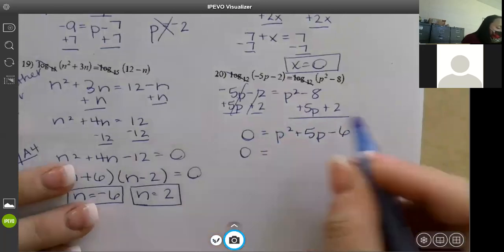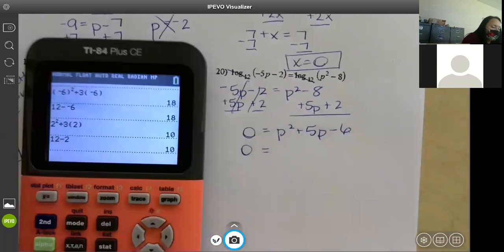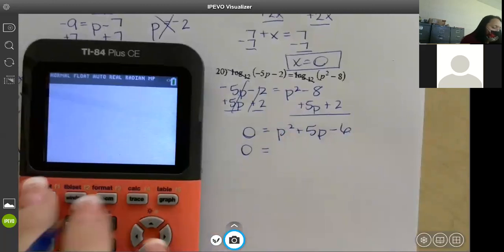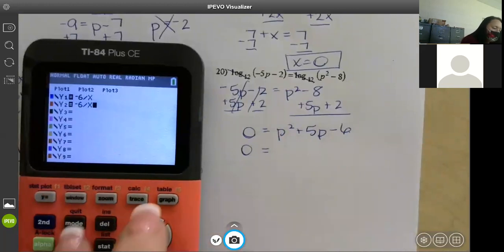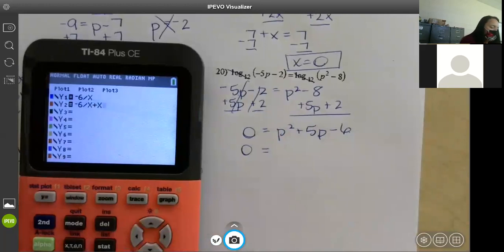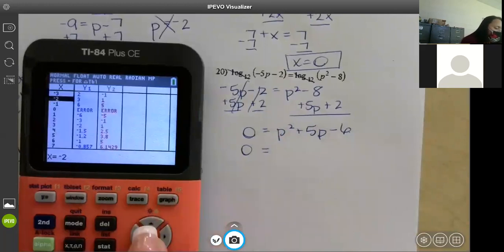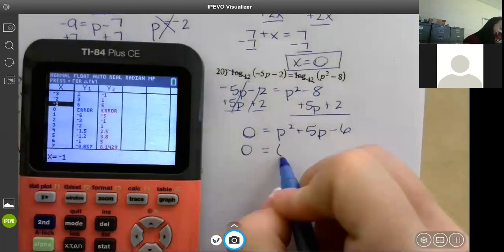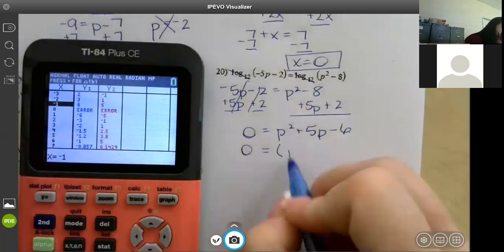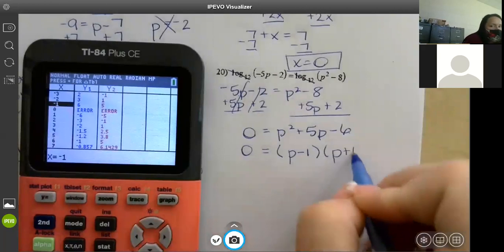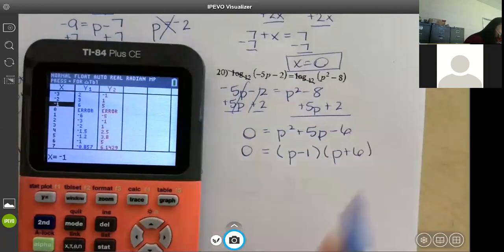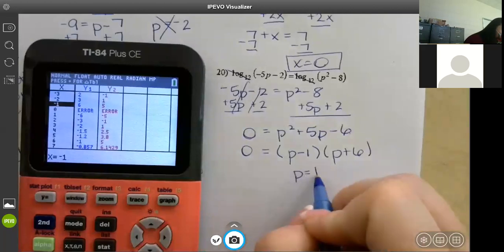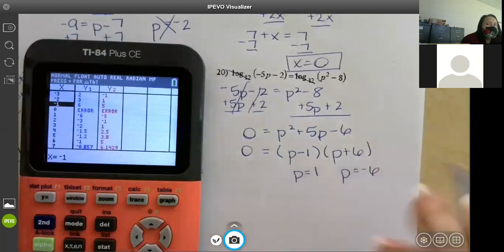Cheater method, factors of negative 6 that add to 5. I'm going to show you on your calculator just so you have reference one more time. These are easy ones. You should be fine. We would do negative 6 divide x, negative 6 divide x plus x. Look in your table for positive 5. So your factors are negative 1 and positive 6. Okay, again, just so you can reference that. Your answers are positive 1 and negative 6.